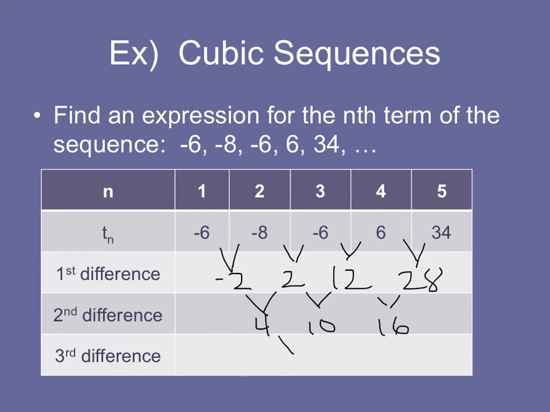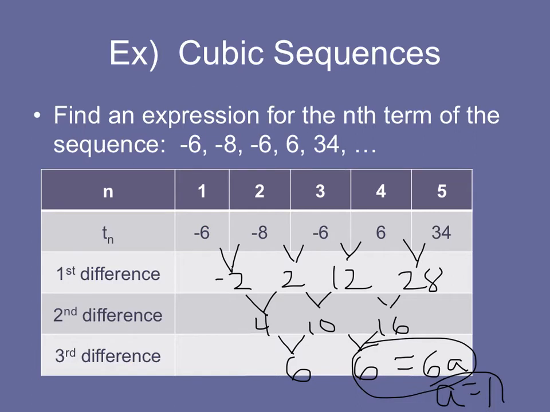On to my third and final difference, because even though we only have 2 terms here, you'll see that the difference is constant. The difference between 4 and 10 is 6, and between 10 and 16 is 6. So remember that constant term, that third difference, is going to always equal 6a. So just from this alone, we can see that a must equal 1. Okay, so we already have a. We now need to go find b, c, and d, which I'll do on the next slide.